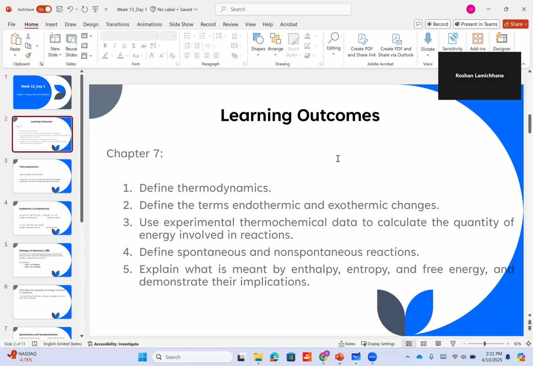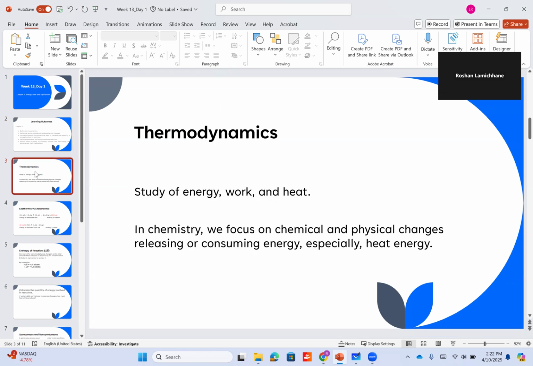All right, so these are the learning outcomes. And again, I will most likely go over the first 3 or first 4 learning outcomes in the 12 to 14 minutes that I'm going to have. All right, so the first learning outcome is defining thermodynamics. So if you look at this, we are defining thermodynamics as the study of energy, work, and heat.